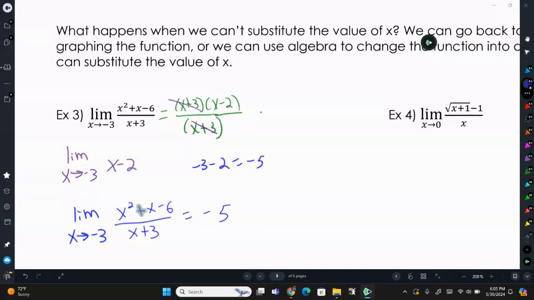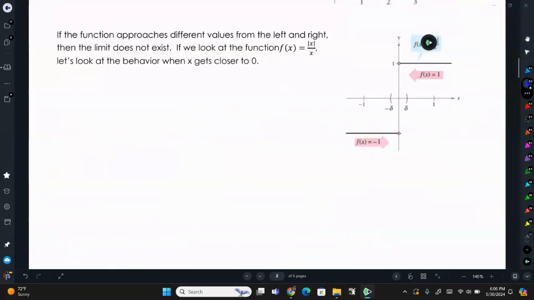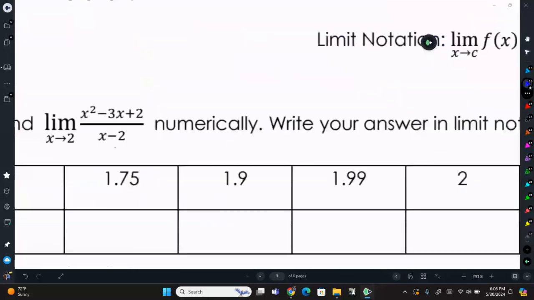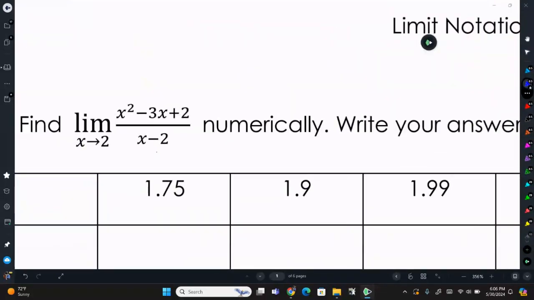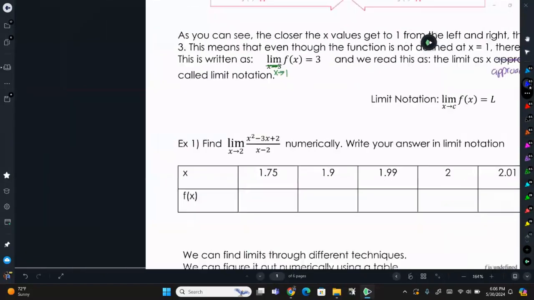So again, we weren't able to substitute in -3 to the original function, but by factoring and reducing, we could get an equivalent form that allowed us to plug in -3, and we got that value of -5 when we did that. So the limit of the original function and this equivalent form is equal to -5. Now we could have done that for this problem up here. We could have factored the numerator and then canceled off the common factor, and that would have allowed us to plug in, but the table method also worked.